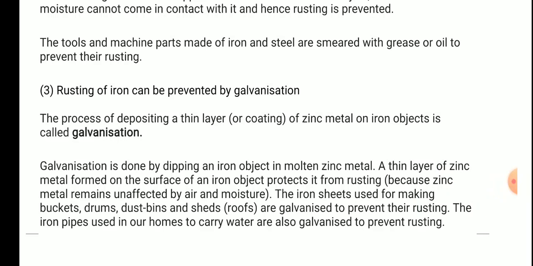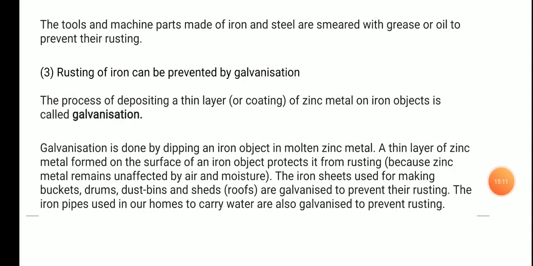Galvanization is done by dipping an iron object in molten zinc metal. Molten means that it has been converted to liquid form, melted. A thin layer of zinc metal formed on the surface of an iron object protects it from rusting, because zinc metal remains unaffected by air and moisture. The iron sheets used for making buckets, drums, dustbins and sheds are galvanized to prevent their rusting. The iron pipes used in our homes to carry water are also galvanized to prevent rusting.